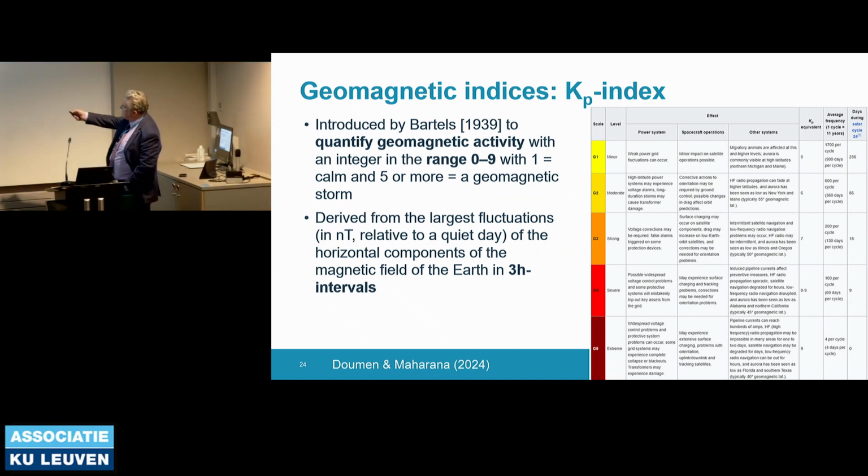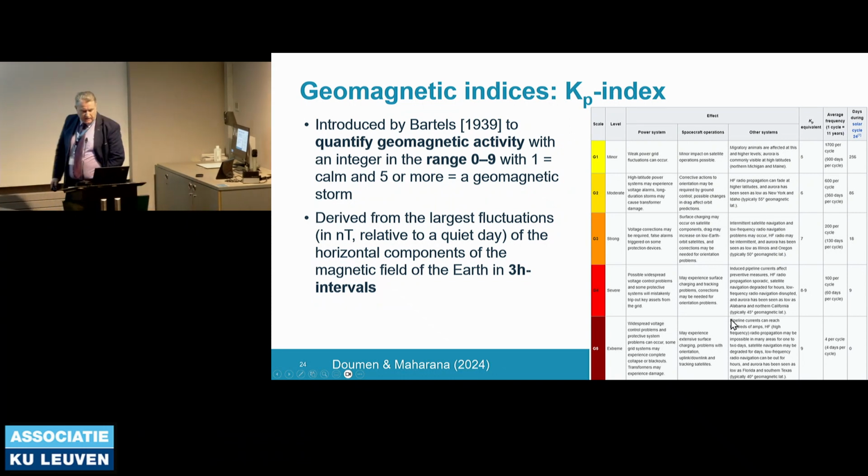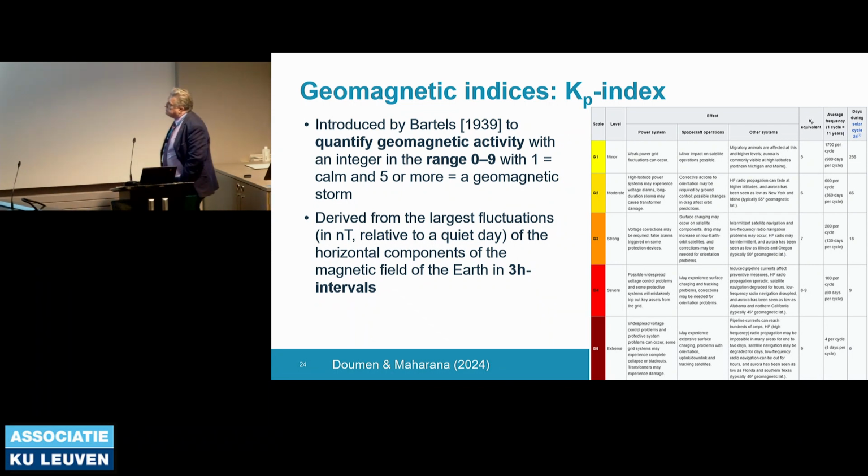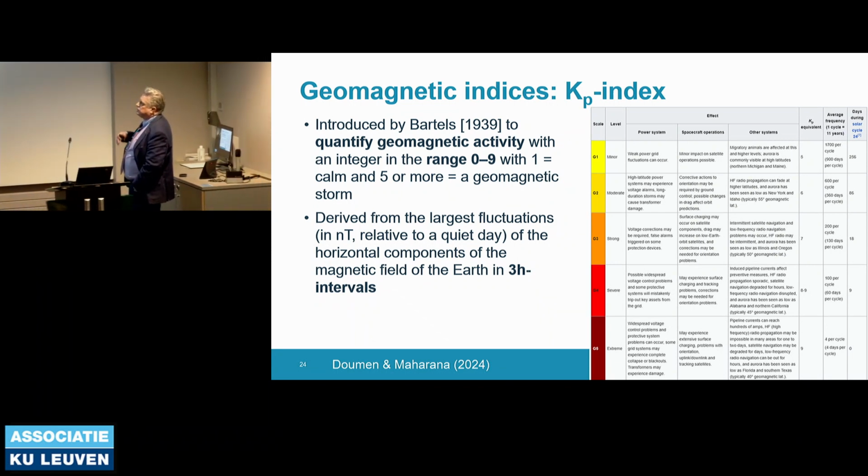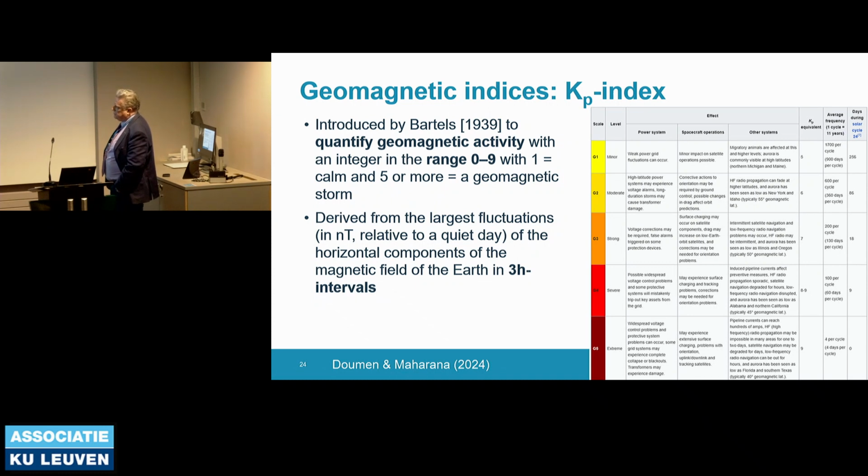The storms are classified in 5 different scales or categories, G1 to G5. G1 corresponds to Kp value 5, G2 is Kp value 6, G3 is 7, G4 is 8 and 9-, and G5 is then the most severe storms, Kp index 9. The Kp index is derived from the largest fluctuations in nanotesla, relative to a quiet day, of the horizontal components of the Earth's magnetic field, with 3-hour intervals.